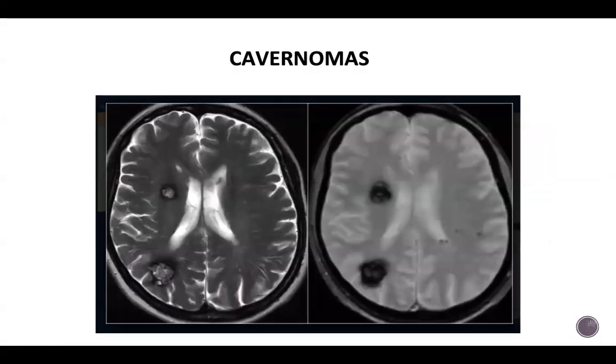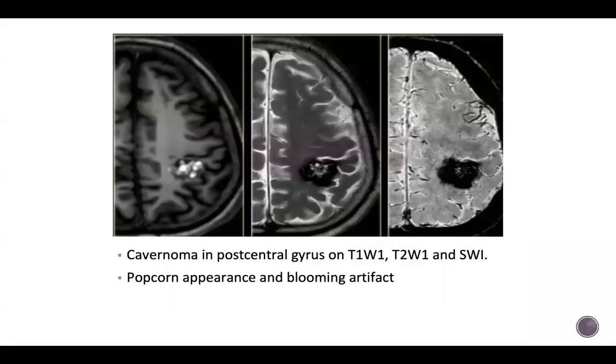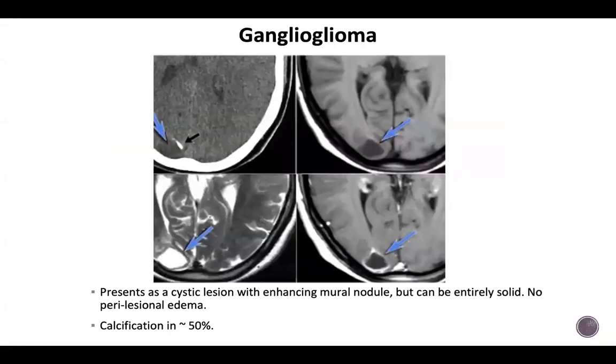Cavernomas are another important etiology for epilepsy. In cavernomas, there is a typical popcorn-like appearance of the lesion, and there is surrounding as well as intralesional blooming artifact seen in susceptibility-weighted imaging.